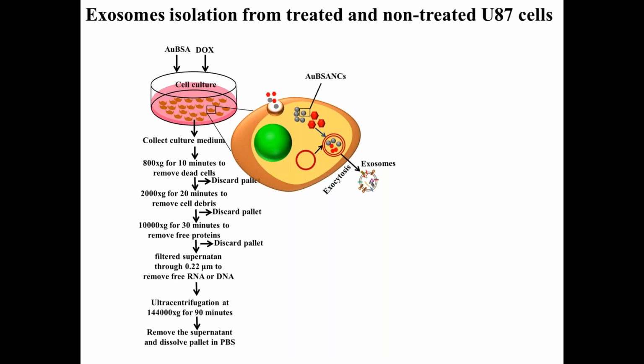Here is the procedure for exosome isolation. After collecting the cell culture medium, we centrifuged it at 800 xg for 10 minutes to remove dead cells. After that, at 2000 for 20 minutes to remove cell debris. And at the next step, 10,000 for 30 minutes to remove free proteins. Next, we filtered the supernatant to remove free RNA or DNA. Next, we ultracentrifuged this supernatant for 90 minutes and removed the supernatant, and we saved the pellet and dissolved it in PBS and saved it for future characterization and treatments.